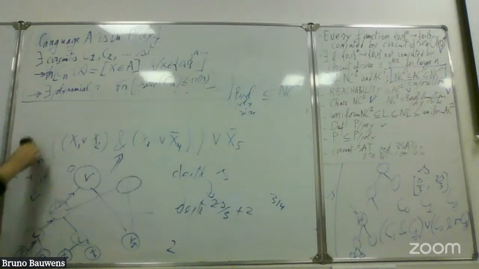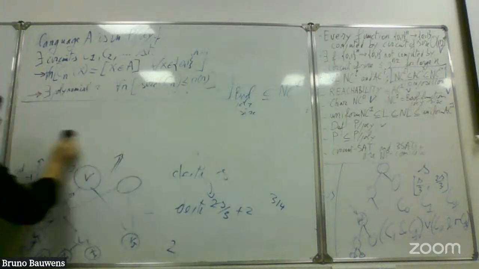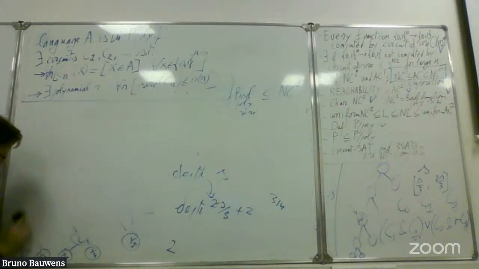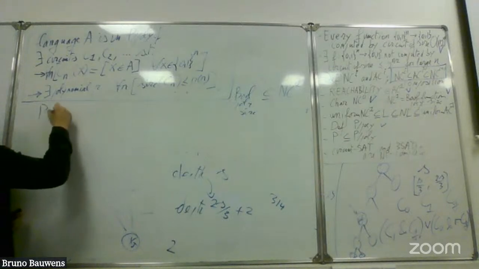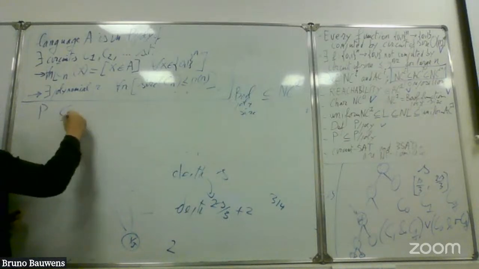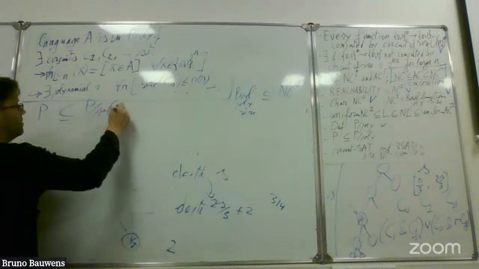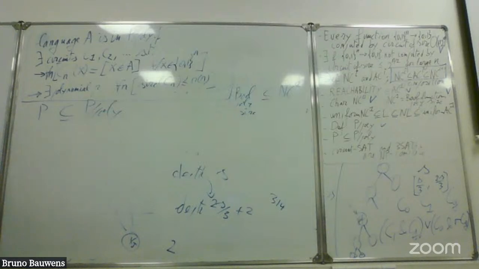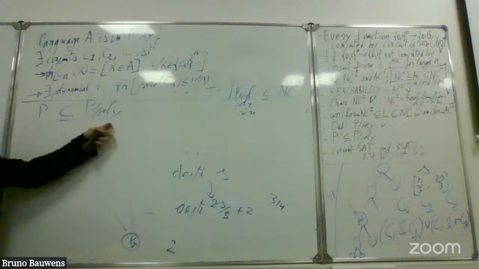And now we have to understand that P is in P/poly. So this is an important theorem: P is a subset of P/poly. So here we have a set of languages, and if a machine can solve it in polynomially many steps, we can build a polynomial size circuit.